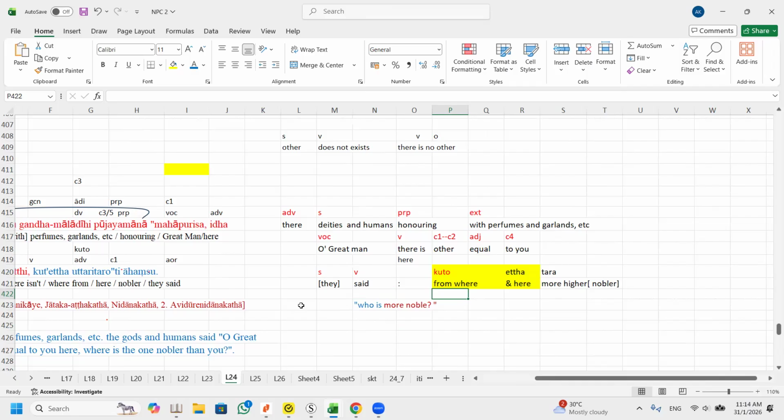You can say they ask. Simply means they say, they declare. So they say who is more noble. Technically, this is how you translate. Can you see the logic of translation?